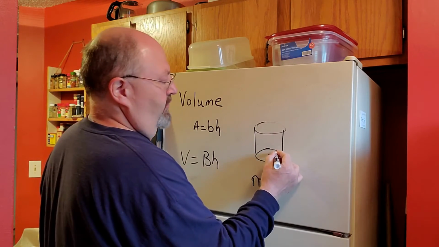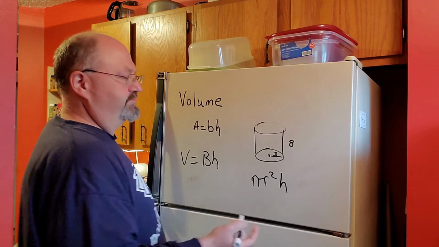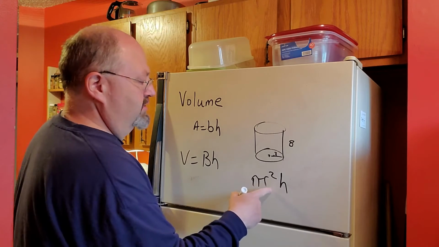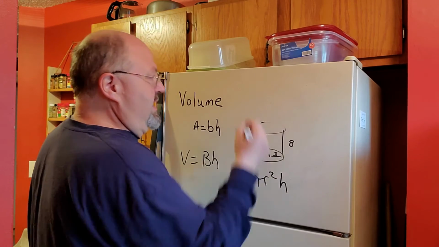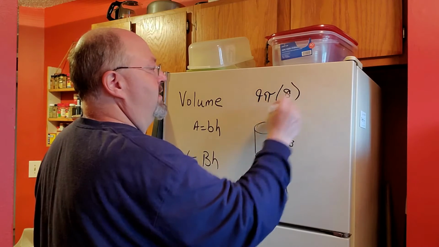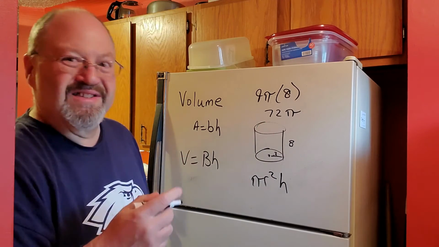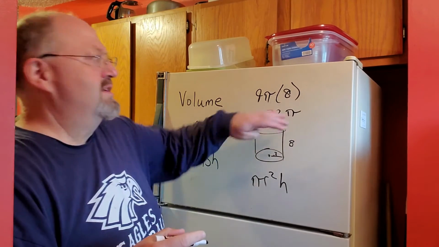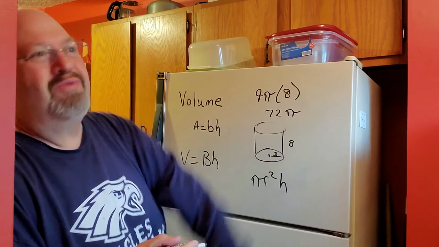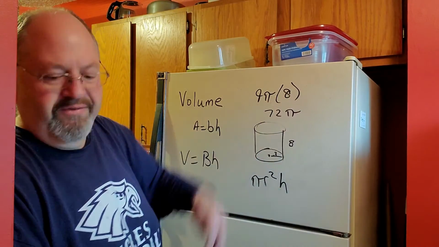So if you know the radius is 3, and you know the height is 8, it's just pi r squared. R is 3, so r squared is 9. So 9 pi and then times 8. So 72 pi. Unless it says to give the decimal approximation, leave pi. I don't need to multiply by 3.14. Just leave it 72 pi.